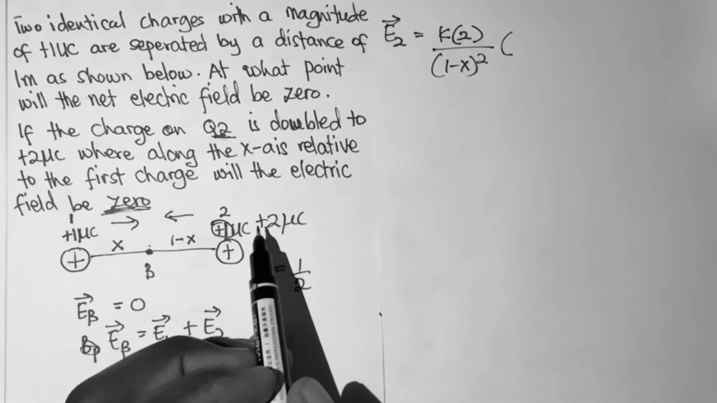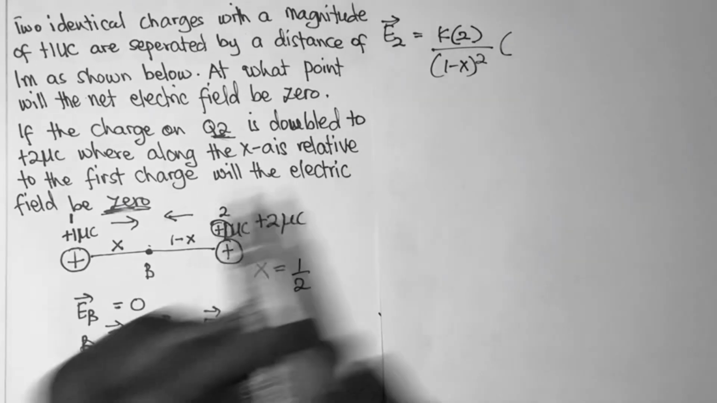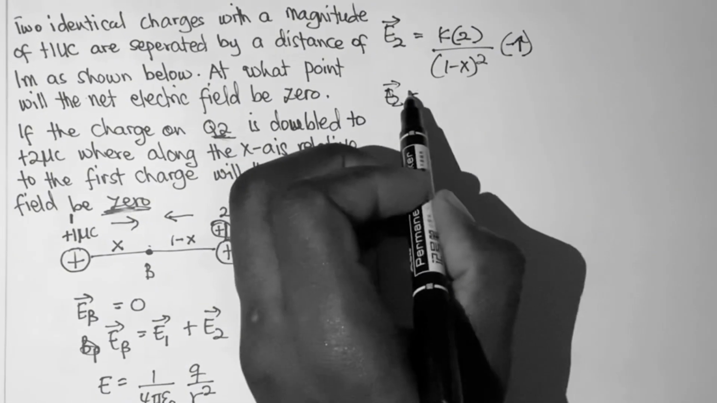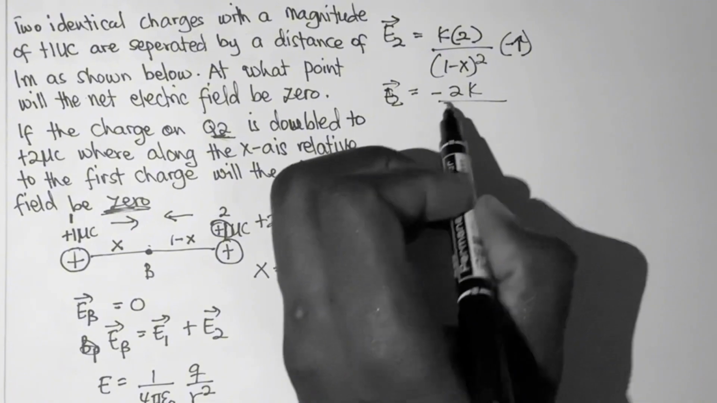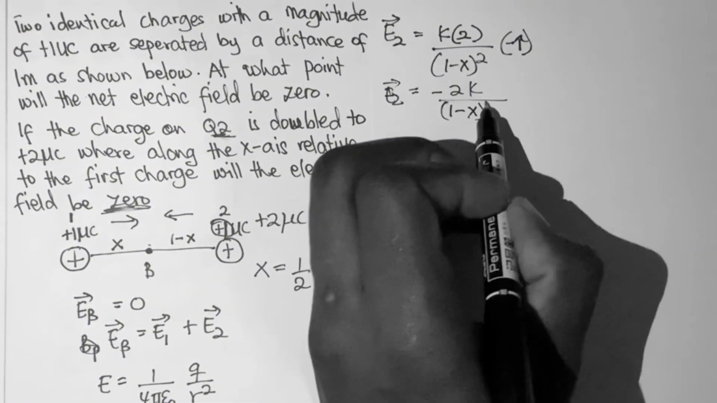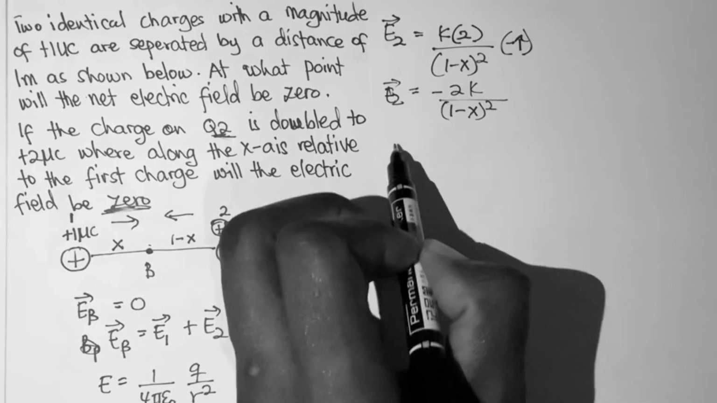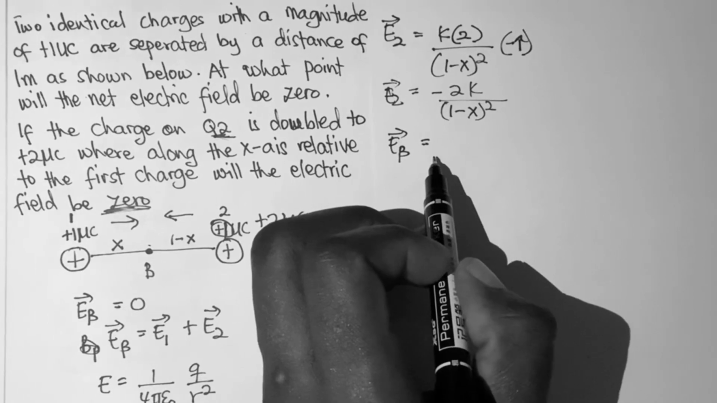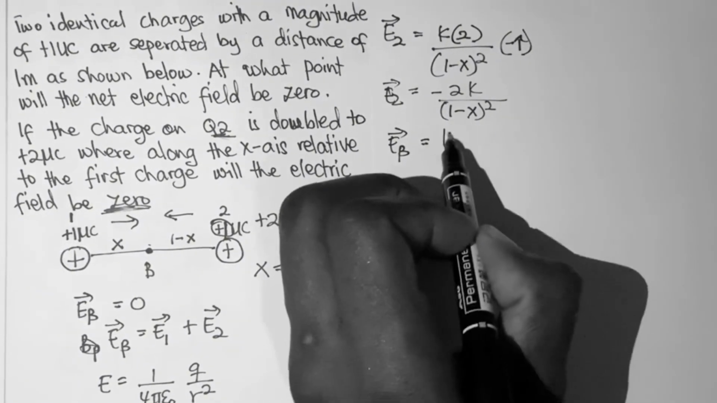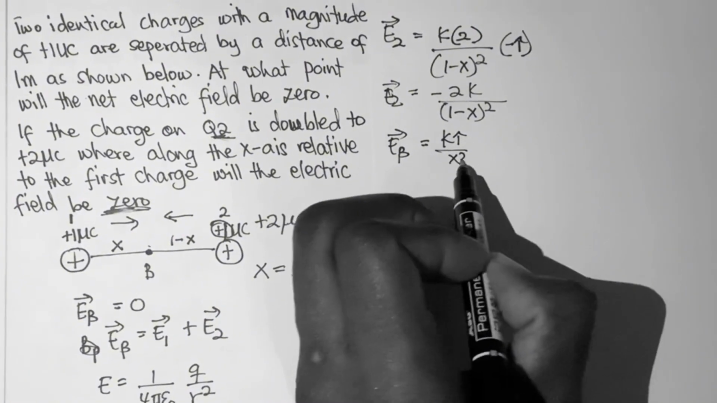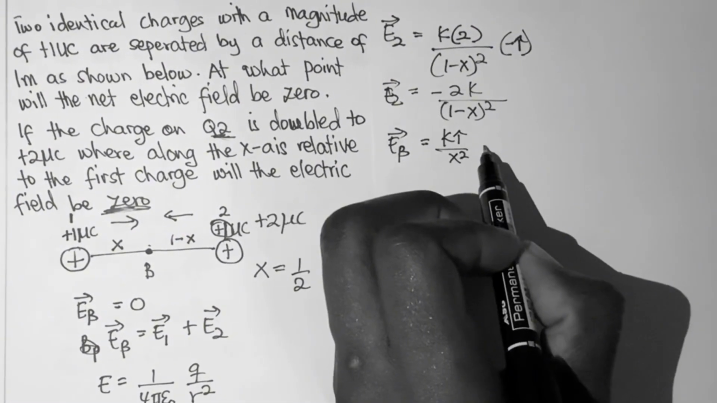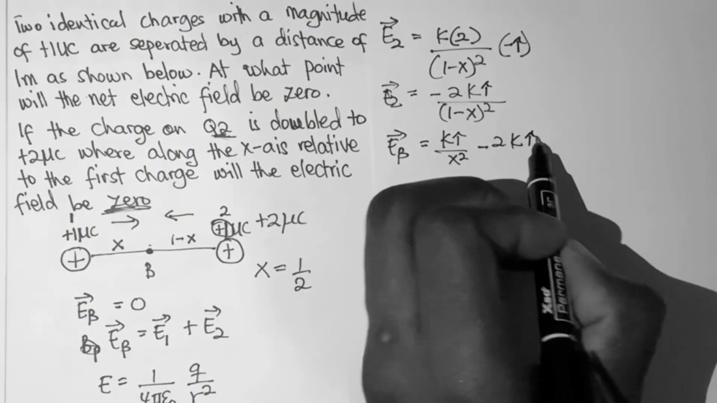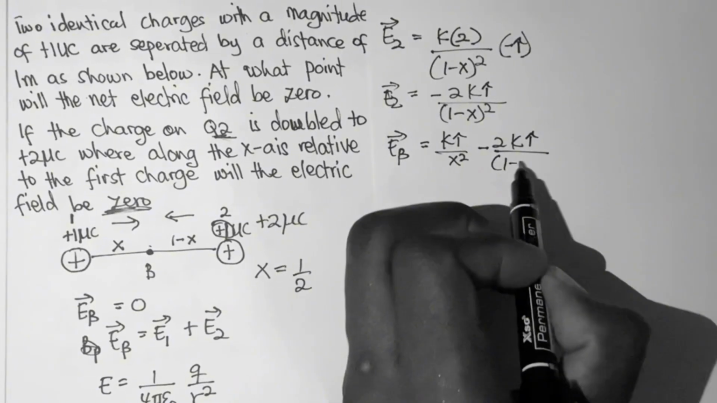Then times the unit vector, but it's going in the negative x direction. So that's negative i. So E2 is equal to minus 2K divided by (1 minus x) all squared. So we can now sum. So EB is equal to the electric field of the first charge, which is Ki over x squared, plus the electric field of the second charge, which is minus 2Ki over (1 minus x) all squared.